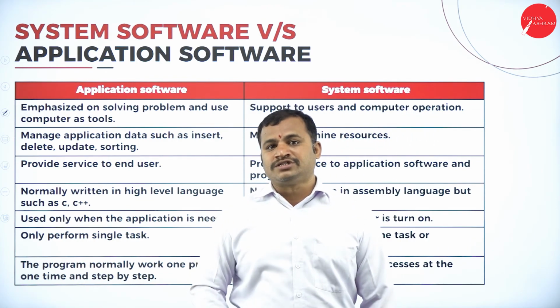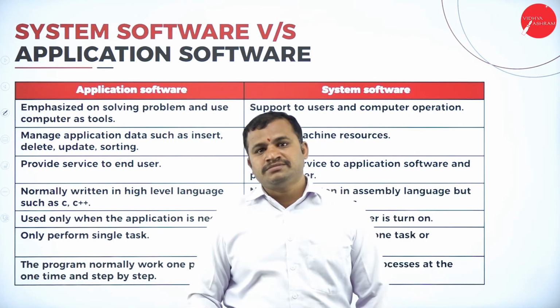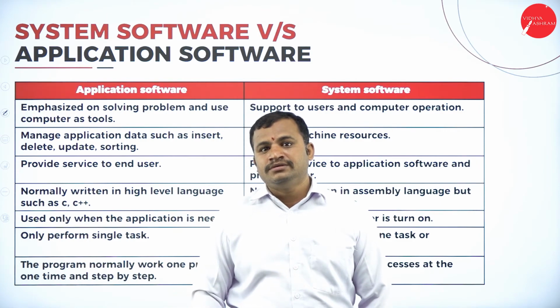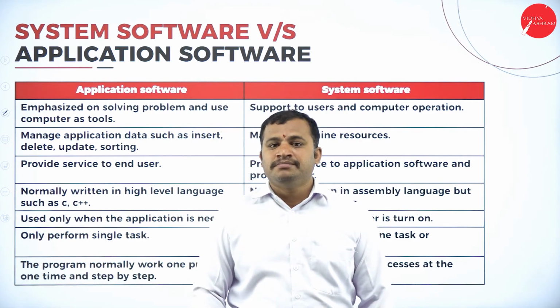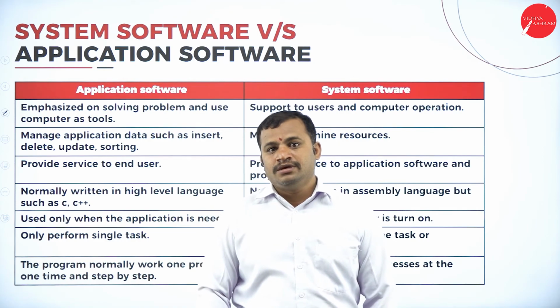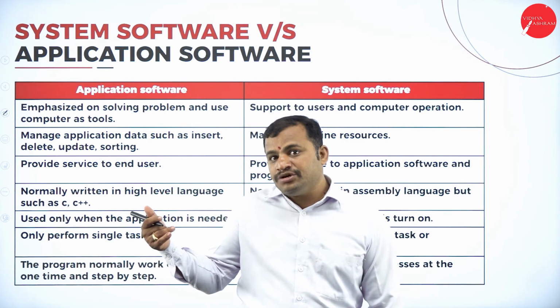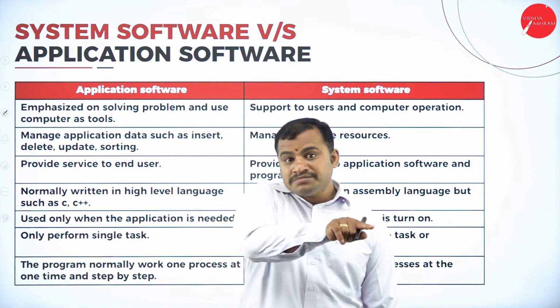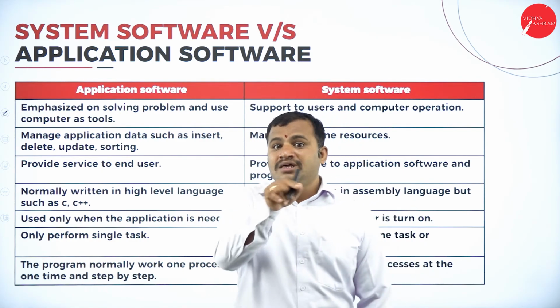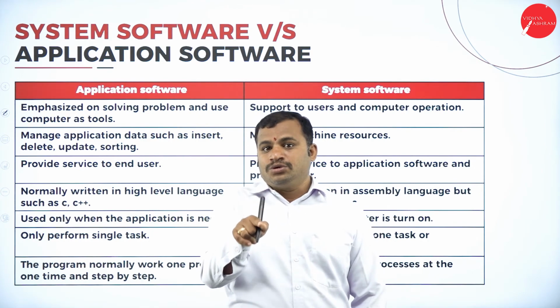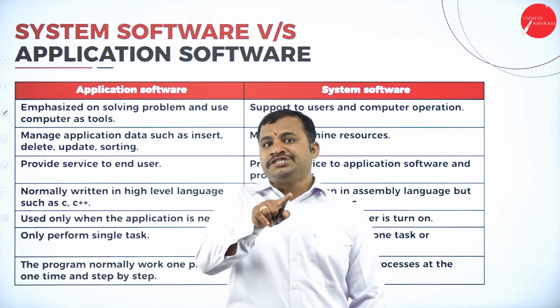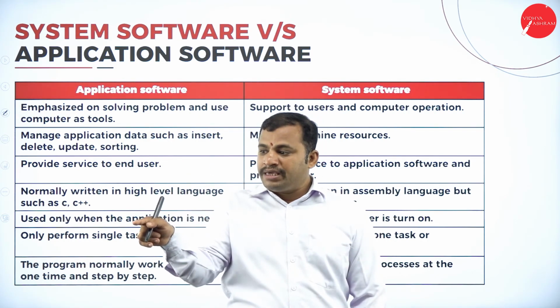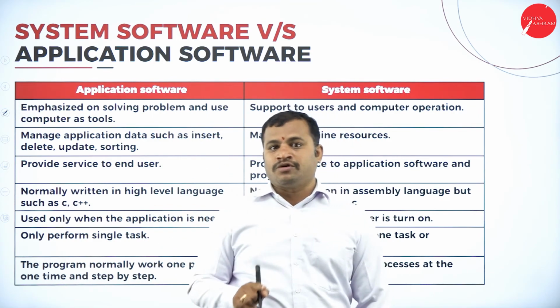What is the meaning of resource here? Process, memory management, all those things are managed by the operating system. Application software is going to manage the data. System software is going to manage the resources. So there must be a coordination between the application software and the system software.